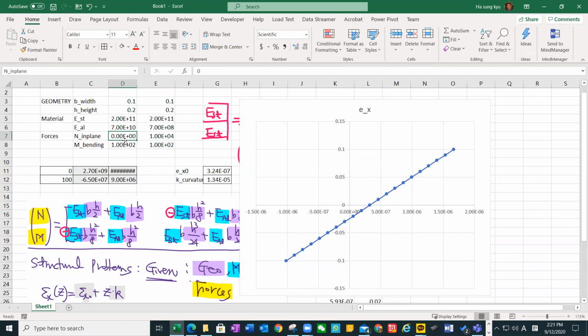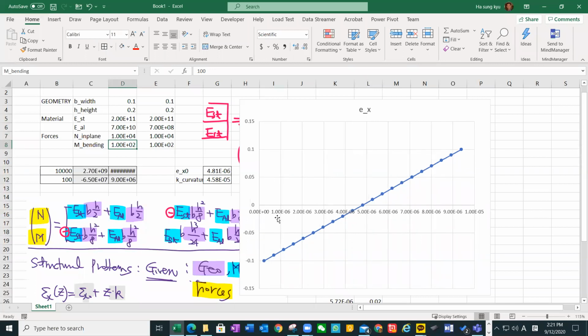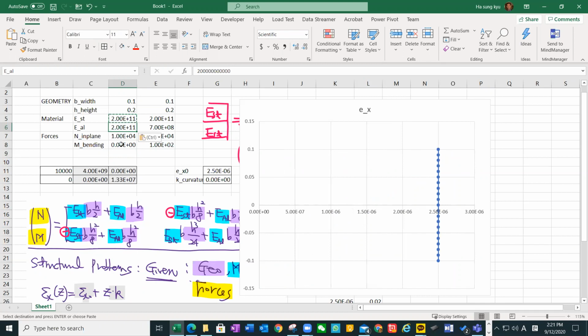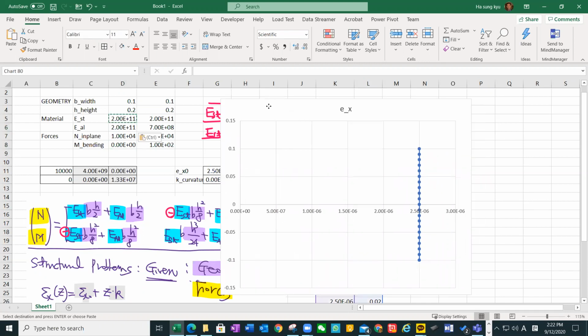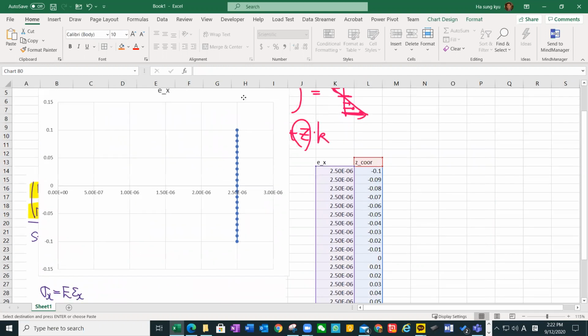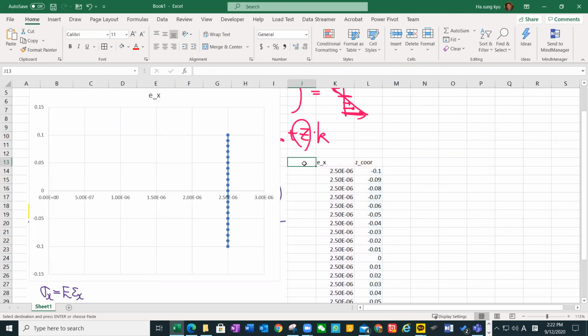And if we apply the in-plane load, of course this moved a lot. At zero, we have this much strain. Of course, if we don't apply any bending moment and we have the same material, we apply only in-plane load, then the strain will be uniform, right? Obviously, this is the epsilon x. Now we also like to calculate sigma x.